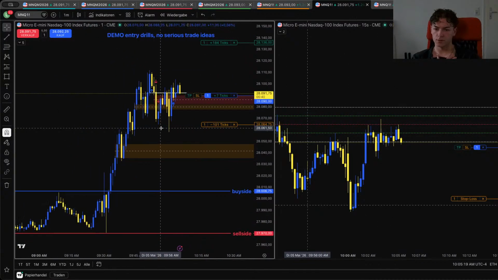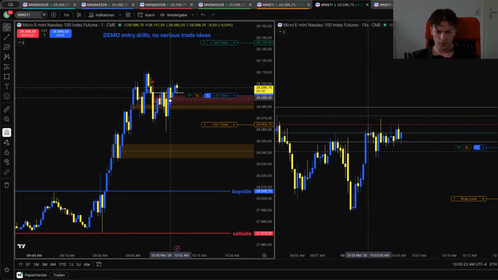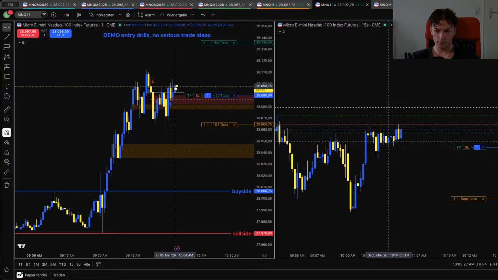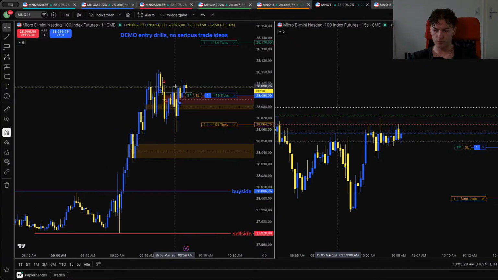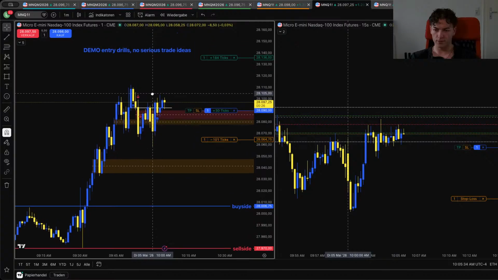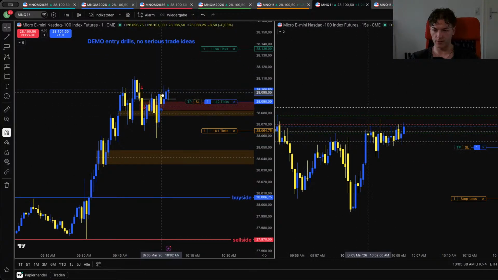Yeah, so I don't know. For me personally, it seems like we create some more movement to the upside, but as you can see, price is not willing to just take off. So it's kind of stair stepping right now.